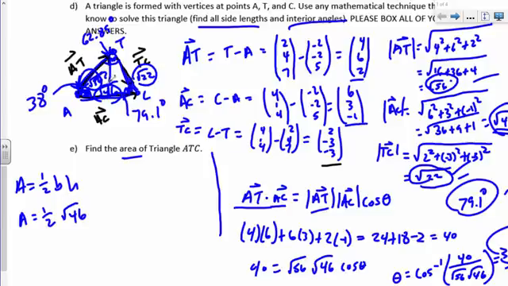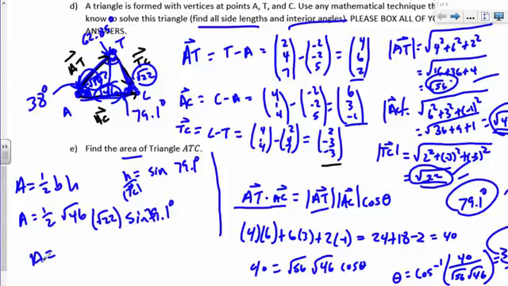I have no idea what this height is, keep in mind, right? But I do know that the height over the magnitude of TC is actually the sine of this angle. So this h right here, h over the magnitude of TC is equal to the sine of 79.1 degrees. So if I simply multiply the magnitude of TC, which I know already is root 22, times the sine of 79.1 degrees, that will give me the actual area. It should be about 15 point something, I believe. Let's try it out.